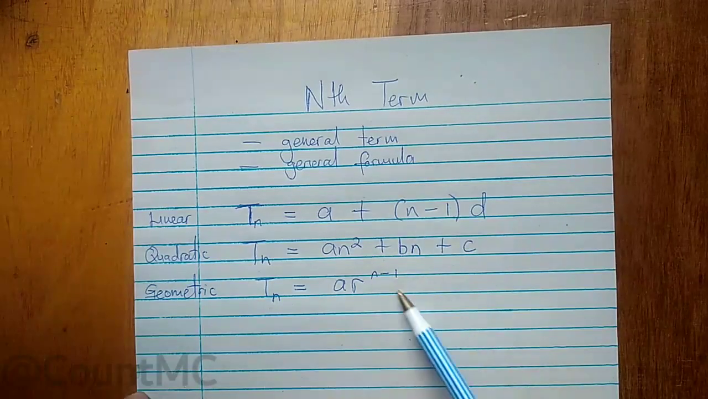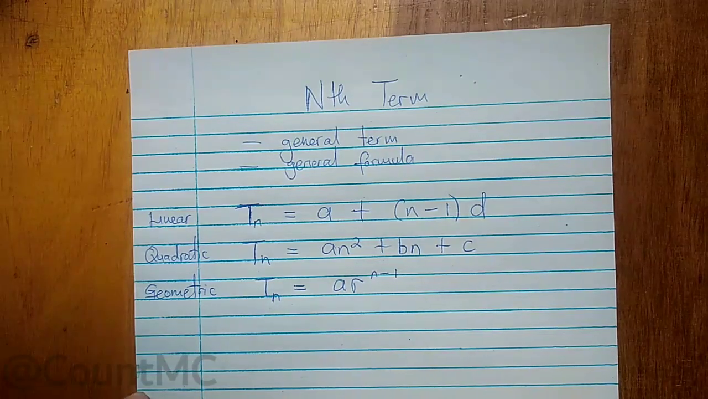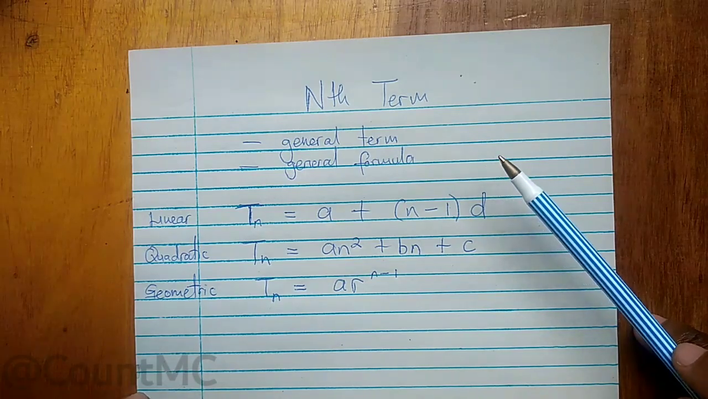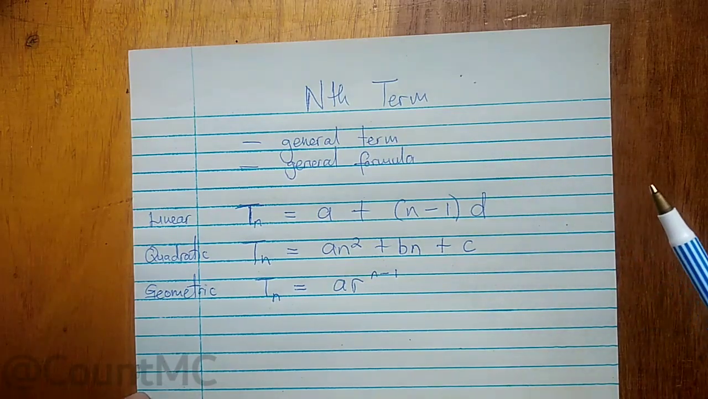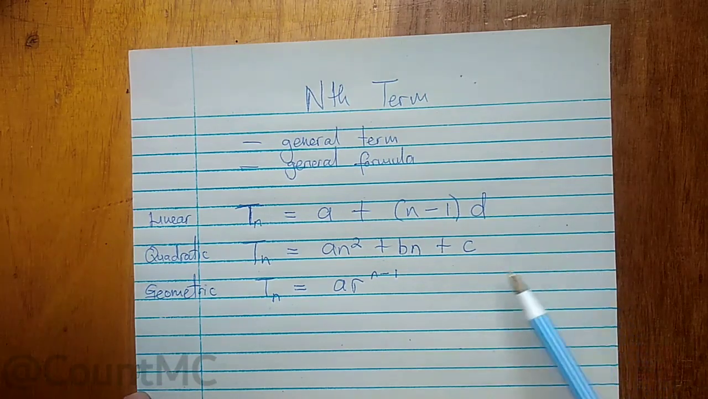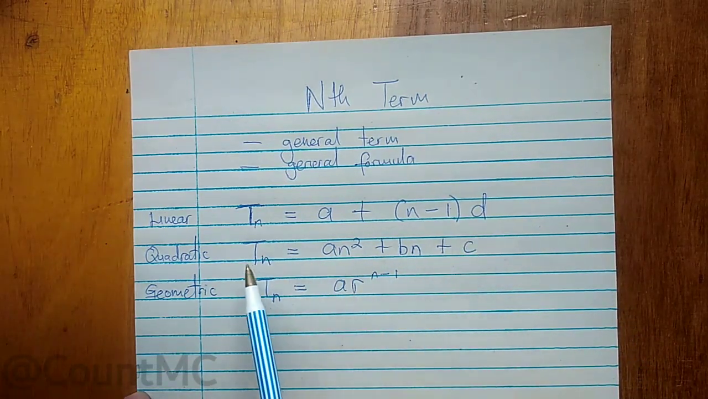We used these three equations in grade 11 to find the nth term, or the general term, that is a specific equation for any given sequence. For linear we use this, for quadratic we use this, for geometric we use this. So let us quickly recap using examples. Let us start with linear.